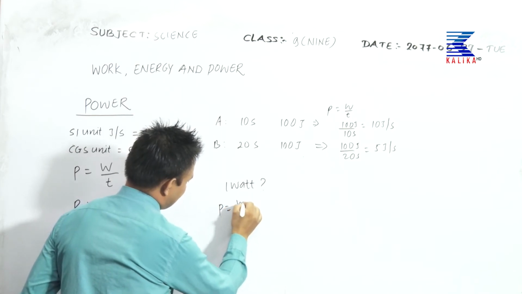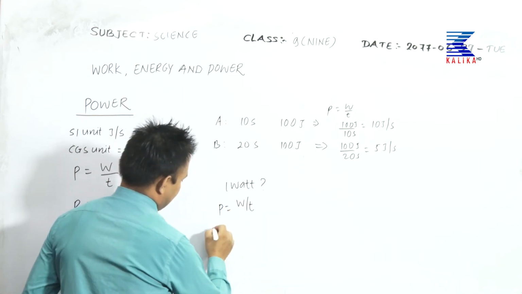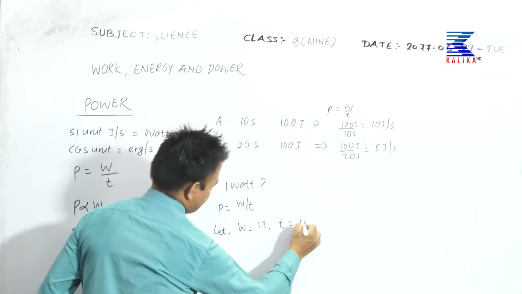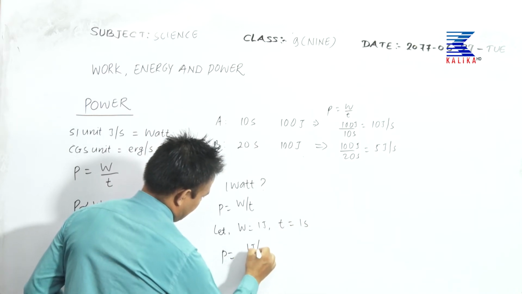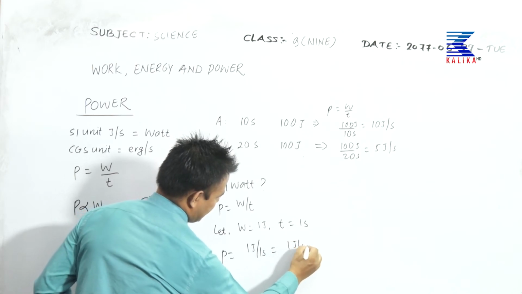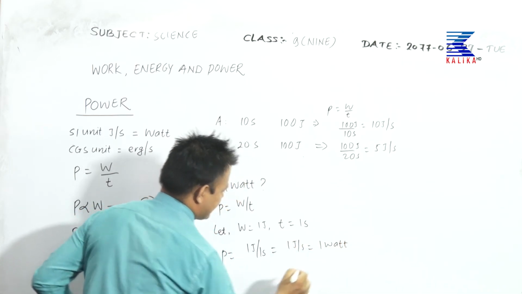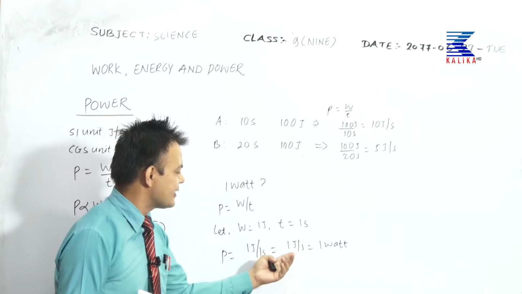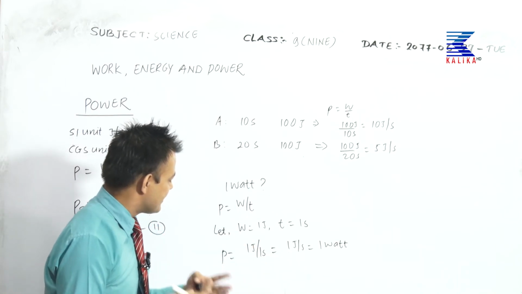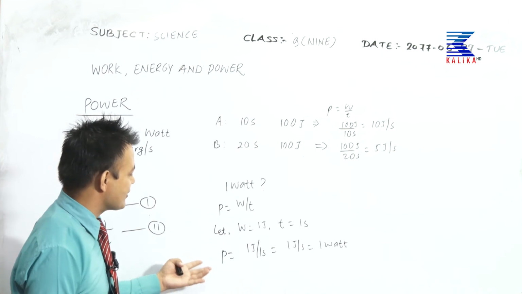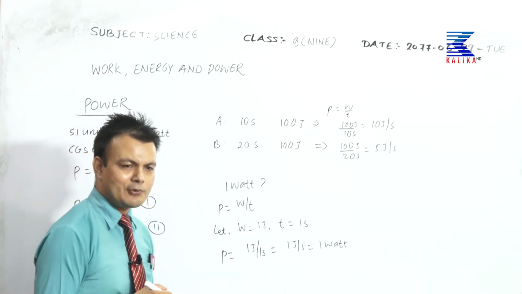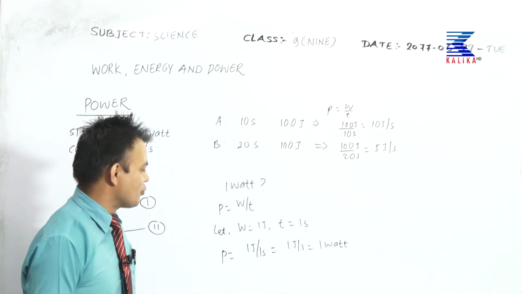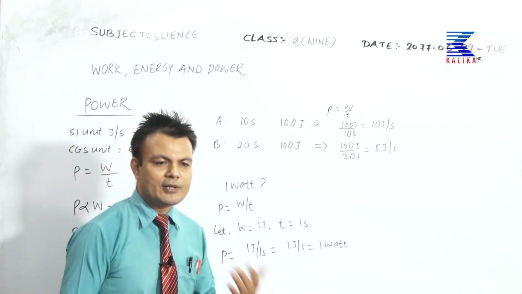P equal to W upon T. If W equal to 1 J, T equal to 1 second, P equal to 1 J upon 1 second, 1 joule per second, 1 watt. We get 1 watt if total work done is 1 joule and total time taken is 1 second. That's why the power is said to be 1 watt if total work done is 1 joule in 1 second. So you need to mention 1 joule in 1 second.